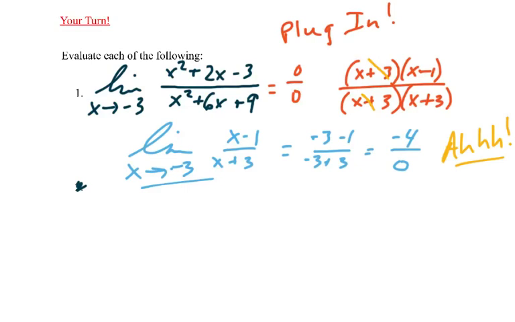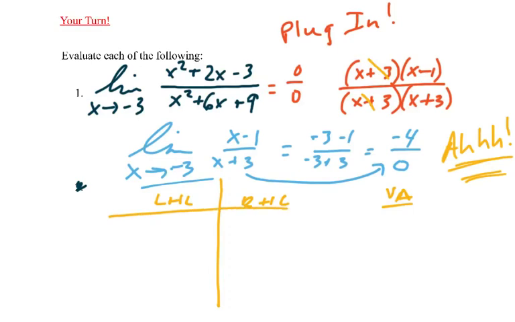And what happens? I get a number over 0. That's not what's supposed to happen. Well, if you plug in and get 0 over 0, you factor, and then you plug in and get a number over 0, that means that you actually don't have a point discontinuity. You have an infinite discontinuity. You have that vertical asymptote. So what does that mean? That means we're going to have to come right back over to our left-hand and right-hand limit, and do the process from today, and we're going to end up with only positive infinity, negative infinity, or does not exist for our answer.